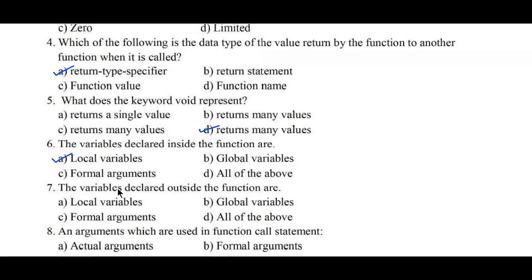Question number 7, the variables declared outside the function are option A, local variables. B, global variables. C, formal variables, that is formal arguments. D, all of the above. Here the variables which are declared outside the function are called global variables, hence option B is the right answer.